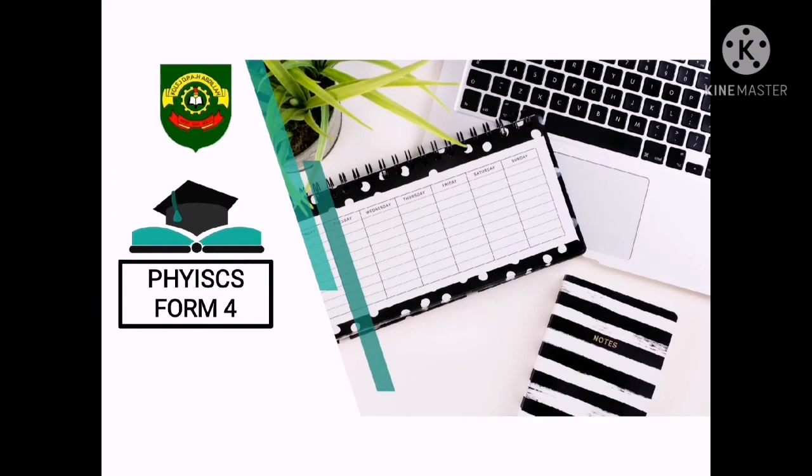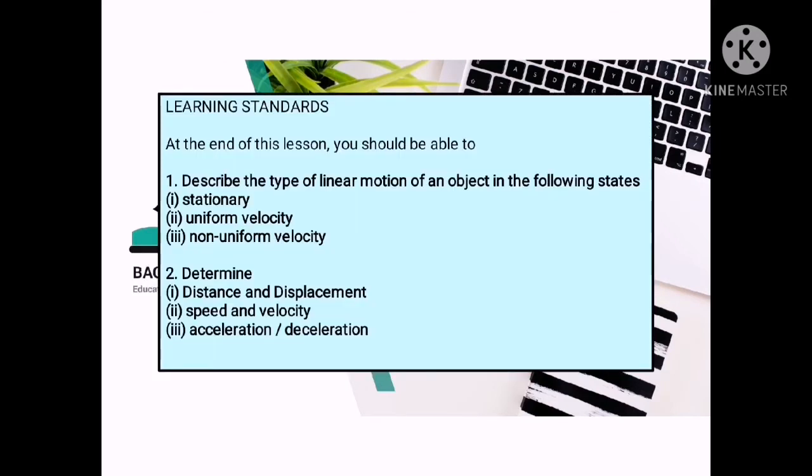So we're going to continue with 2.1 linear motion. At the end of this lesson, you should be able to describe the type of linear motion of an object in the following states: stationary, uniform velocity, non-uniform velocity, and also to determine distance and displacement, speed and velocity, and also acceleration and deceleration.